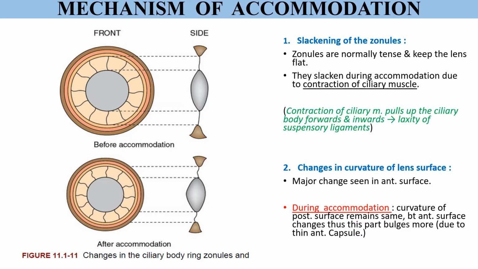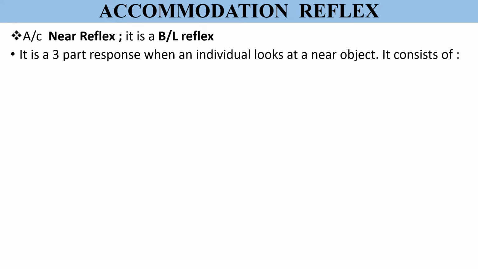The contraction of the ciliary muscles pulls the ciliary body forwards and inwards and it causes laxity or relaxation of the suspensory ligaments. Ultimately, this leads to the bulging of the lens. Now, this entire mechanism of contraction of various muscles of the eye during accommodation is called the accommodation reflex. Accommodation reflex is a bilateral reflex.